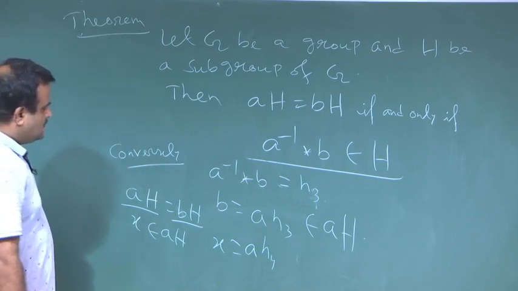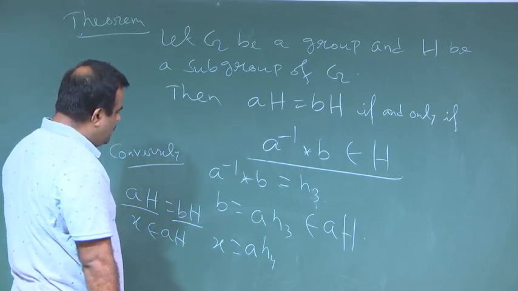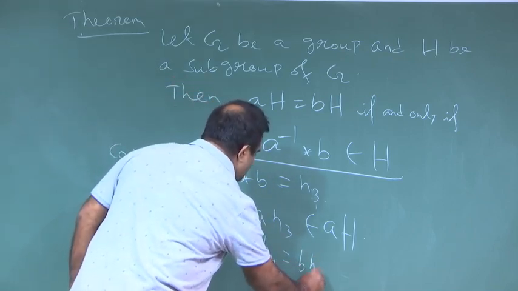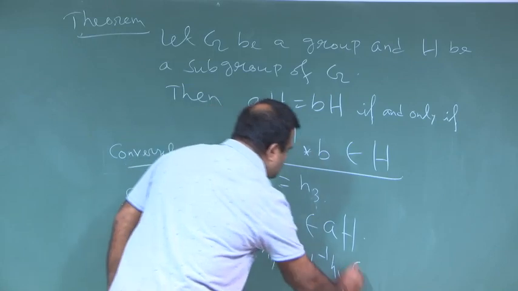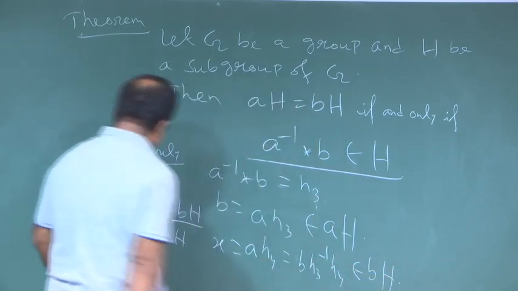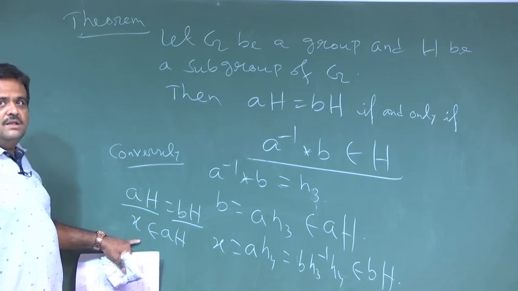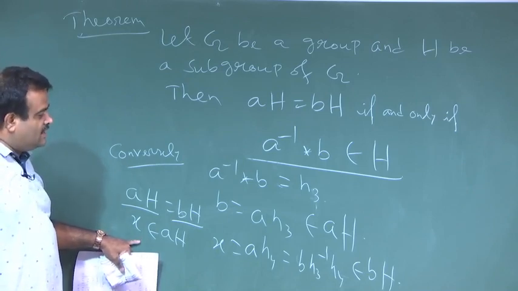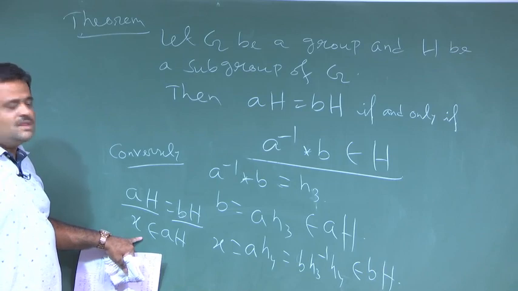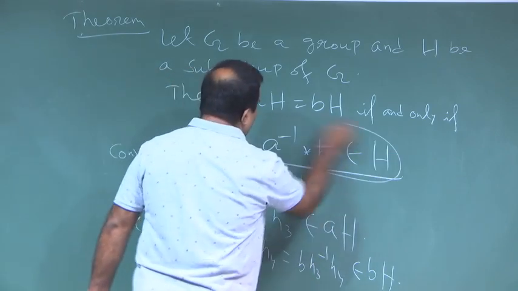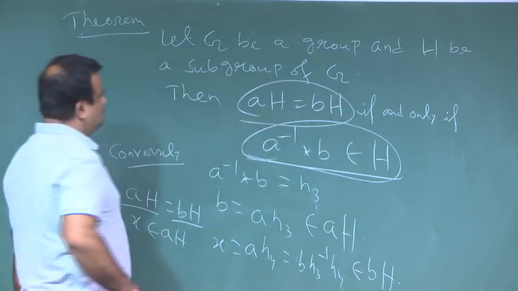Now, A is nothing but B H3 inverse. So, this is basically B H3 inverse H4, which belongs to BH. So, if you take an element from H, we can show this is an element from BH. Now, the other way around, we can take an element from BH and show this is an element in AH. So, this is the proof. That means if this condition is satisfied, then AH equals BH.